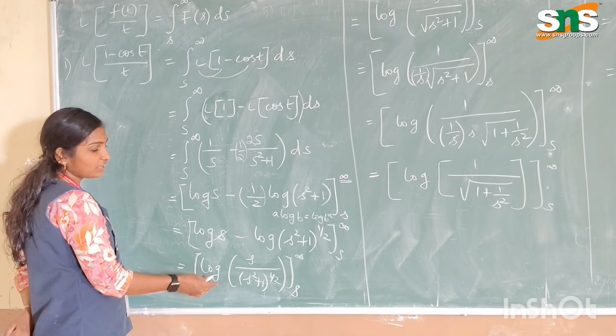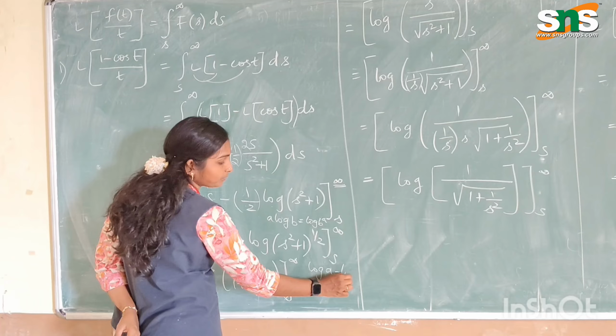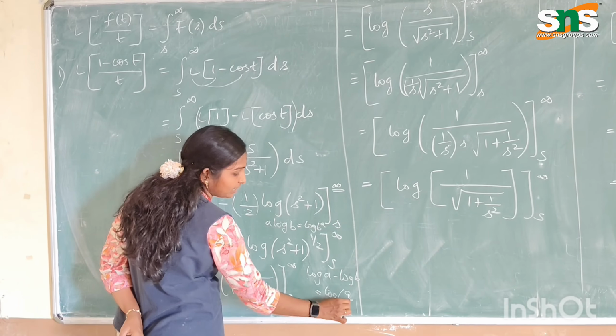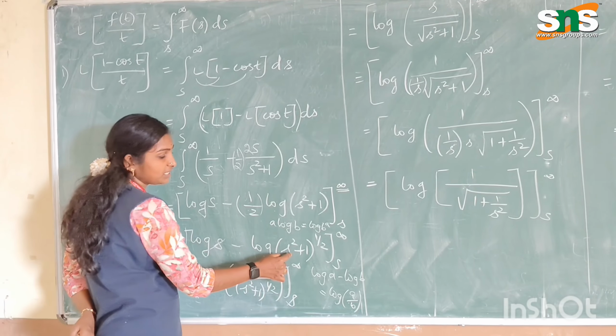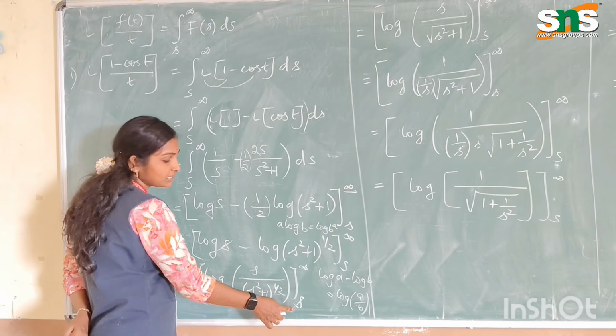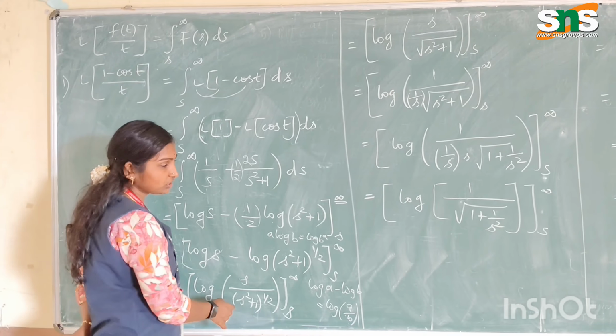In the next step, what have we done? We knew a formula for log, which is log of a minus log of b is equal to log of a by b. So this is what we have done here. A is s and b is s square plus 1 the whole to the power 1 by 2, within the limit s to infinity. I hope you understood this, and we will move on to the next step.